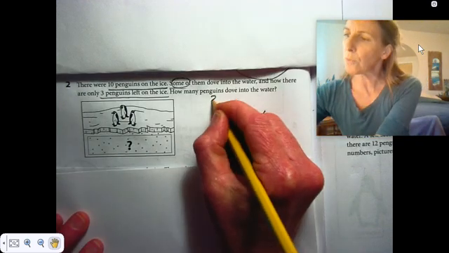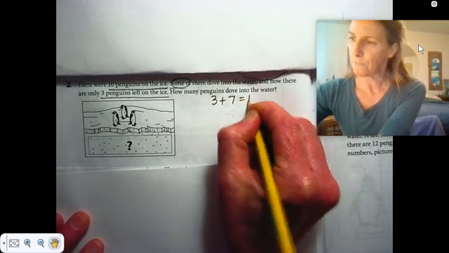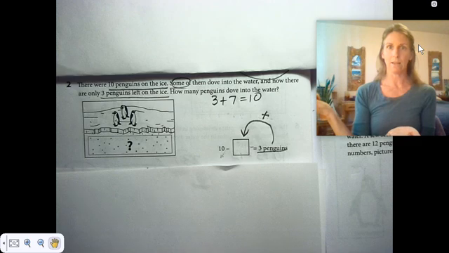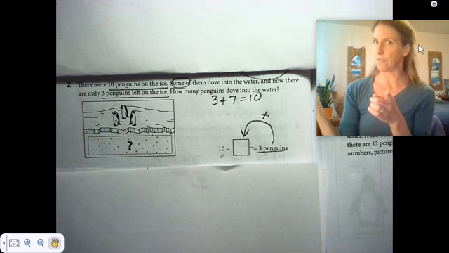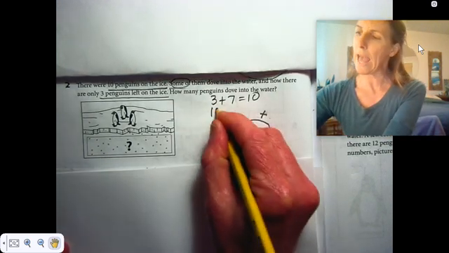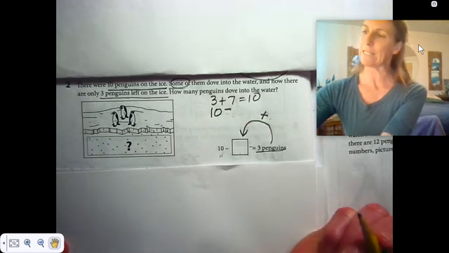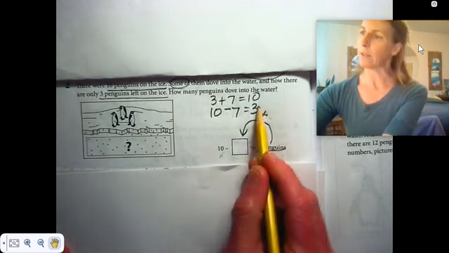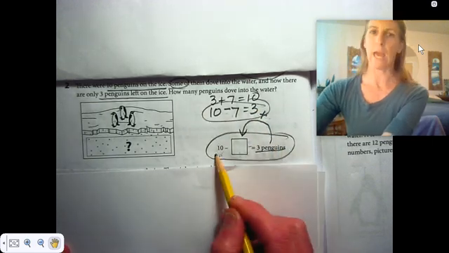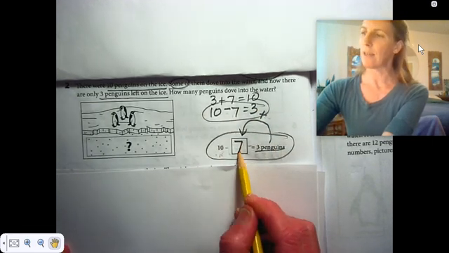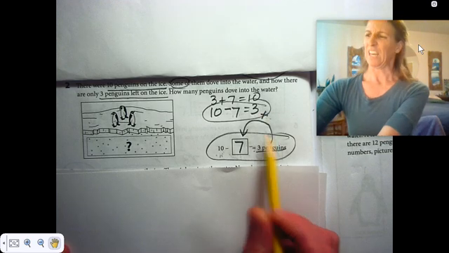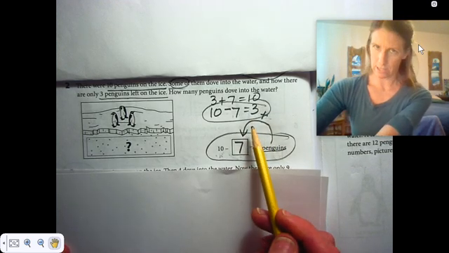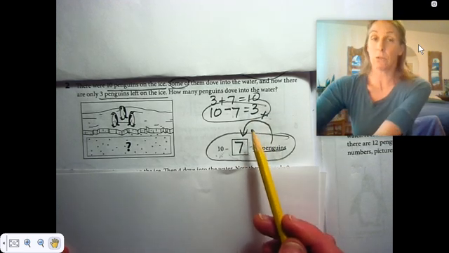So if 3 plus 7 equals 10, then fact family relationships, 10 minus 7 should equal 3. Hey, look at this. Boom, boom. 10 minus 7 should equal 3. If you didn't like that math that I just did, hey, that's okay.